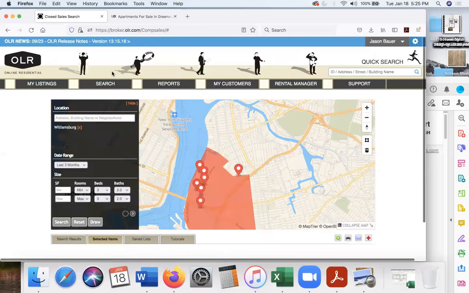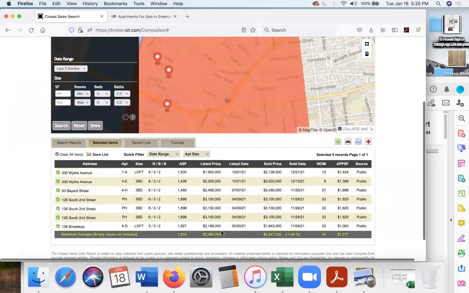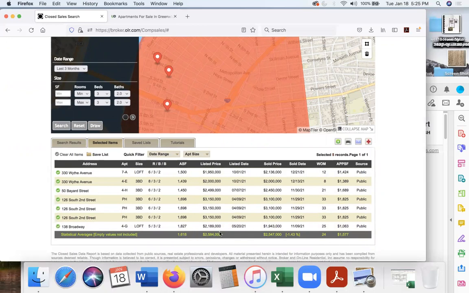If we click on selected items, it will create a little report where we can see what the listed price was and what the sold price was. We can see the discount over the last few months was very low, 1.43%. The average sale price, weeks on market, average square footage and stuff like that, listed price, all of that. So we can get a good sense of what's going on in the market.